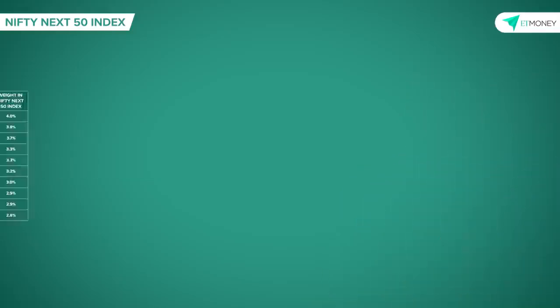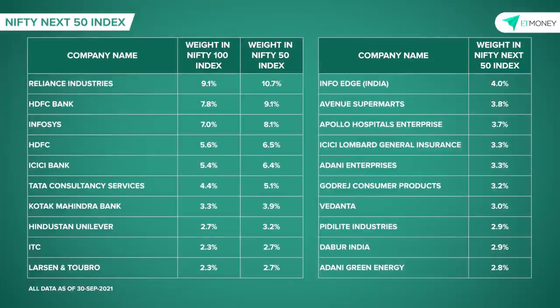Now, one distinct aspect of the Next 50 index when compared to the Nifty 50 and the Nifty 100 is the relatively even distribution of individual stocks. So while the top 5 stocks in the Nifty 50 and Nifty 100 contribute up to 41% and 35% of the index respectively, the Nifty Next 50's top 5 stocks weigh in only 18% of the index, making it the least concentrated large cap index amongst all 3 options.